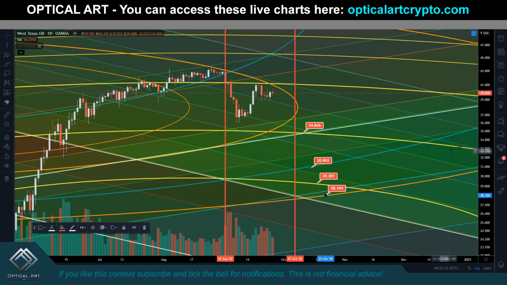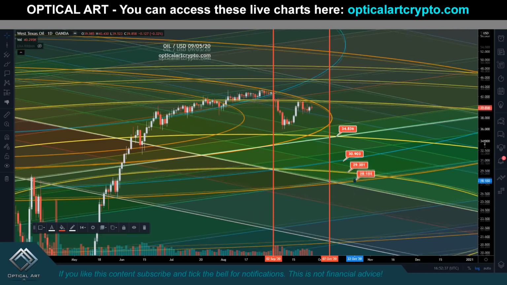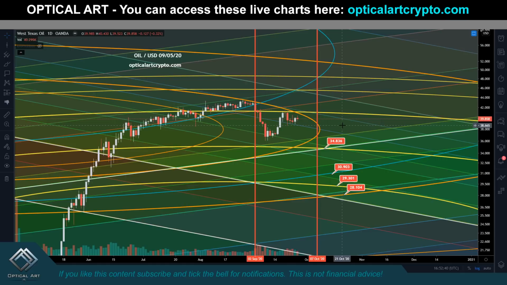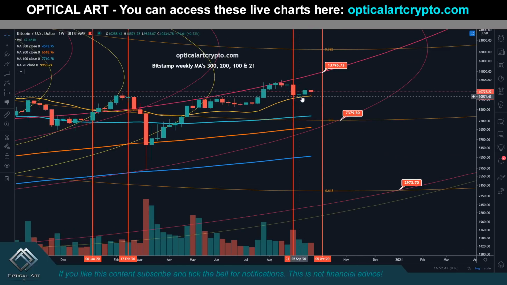So my point is, if we have a major drop in oil, I think that is going to bring the stocks down, and we all know Bitcoin's correlated with the stock market, so that will bring Bitcoin down as well. And keep in mind this 21-week moving average, everybody, as long as we're above this, I think a lot of people are pretty bullish that this is going to go higher.